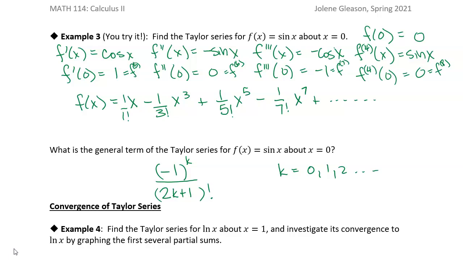All right, and then I have x to some power, and I only have the odd powers. So I can again just use 2k plus 1, and that will give me the odd powers that I want. All right, so there's an expression for the general term of this Taylor series. All right, I'll meet you in the next video.